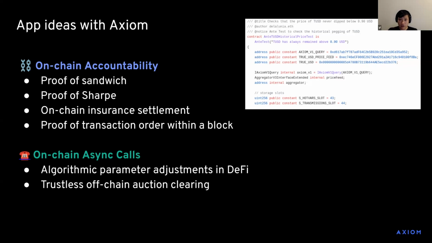And another example, if you're running an on-chain batch auction, like in CowSwap, Axiom can be used to prove that your off-chain solvers are actually doing the right thing.